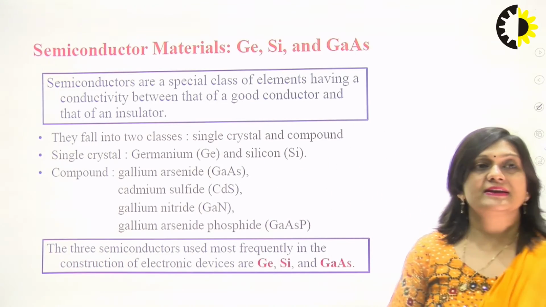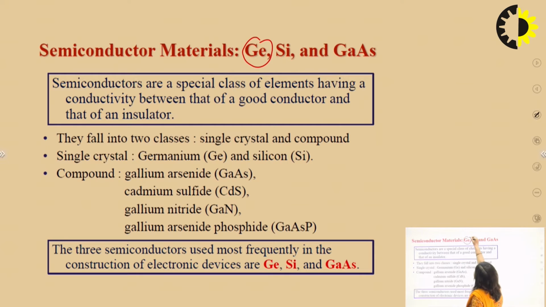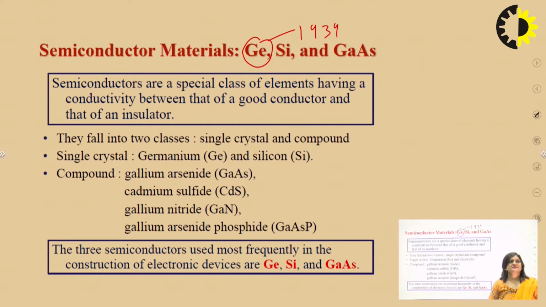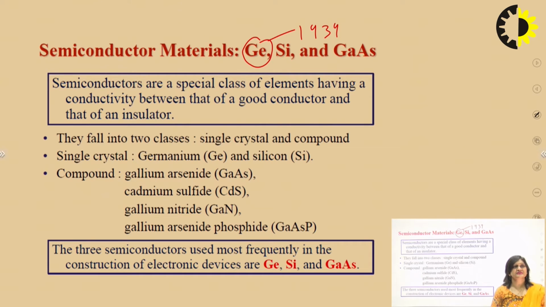Basically, electronic devices are generally made up of three types of material: germanium, silicon, and gallium arsenide. In the beginning, germanium was preferred, in 1939. But germanium is temperature sensitive, meaning if there is temperature fluctuation, then the leakage current will be maximum in the case of germanium.